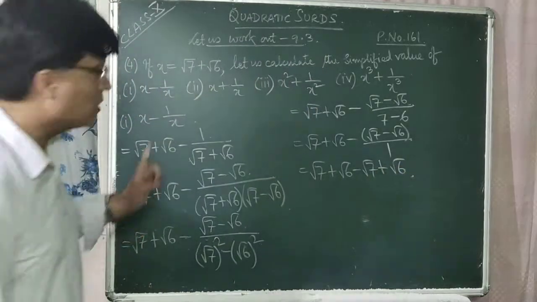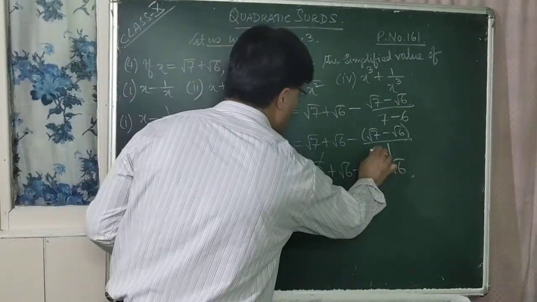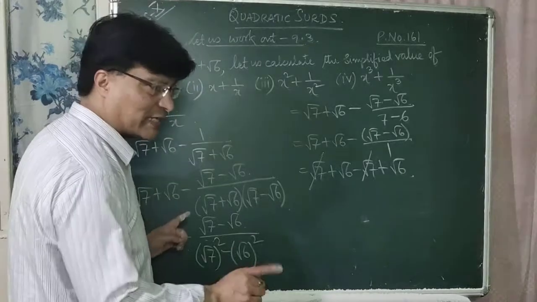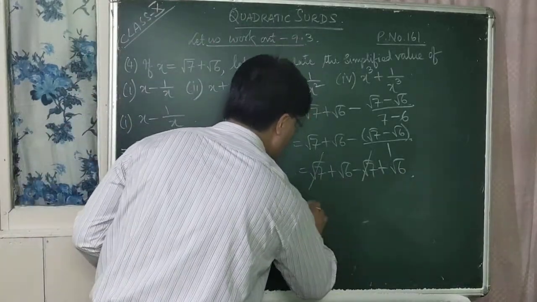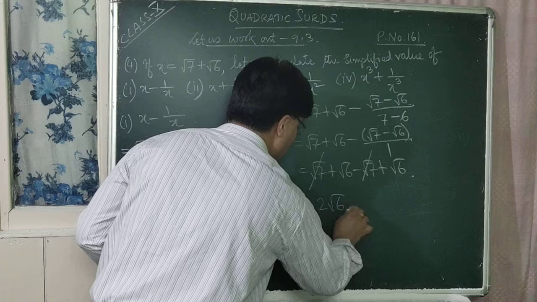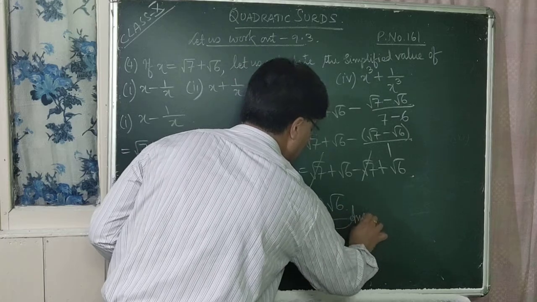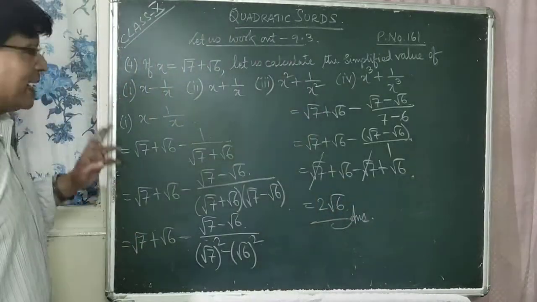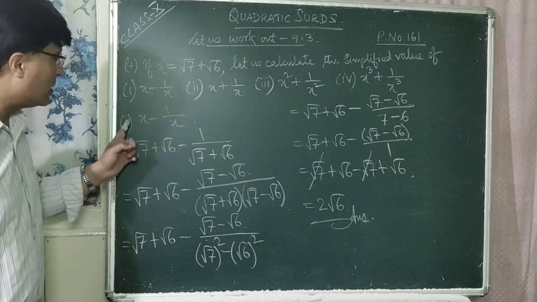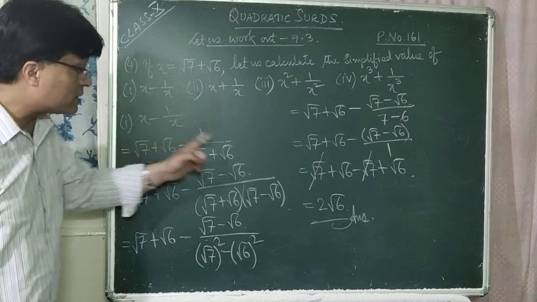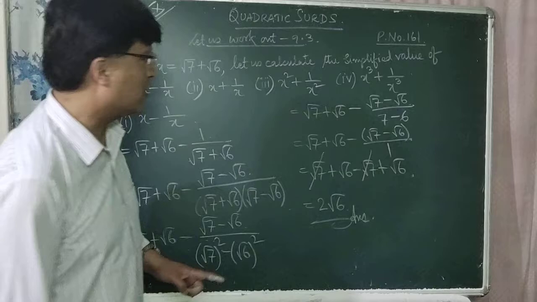Is that clear? So what can we cancel here? Root 7 minus root 7 will be cancelled. What is root 6 plus root 6? Which is equal to 2 root 6. So what is the answer for question number 1? What is the value for x minus 1 upon x? It is 2 root 6.